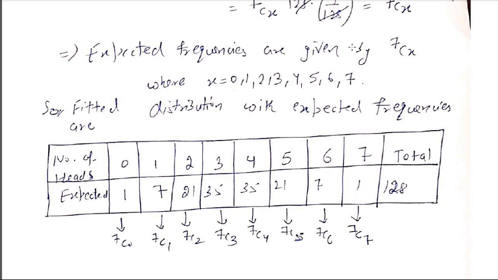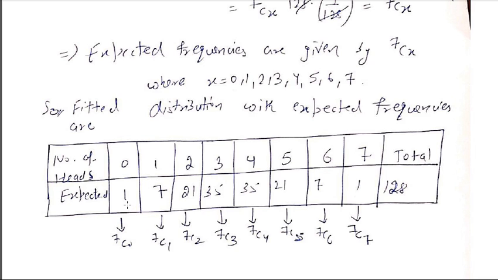For x = 0 it will be 7C0, that is 1, and for x = 1 it is 7C1, that is 7. For x = 2 it is 7C2, that is 21. For x = 3 it is 7C3, that is 35. 7C4 is 35. 7C5 is 21. 7C6 is the same as 7C1, it is 7, and 7C7 will be 1.